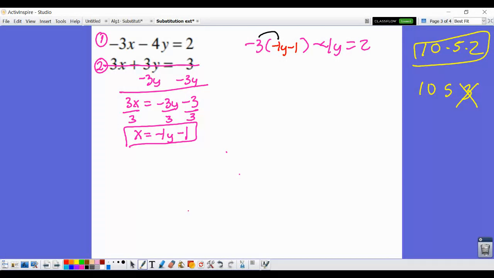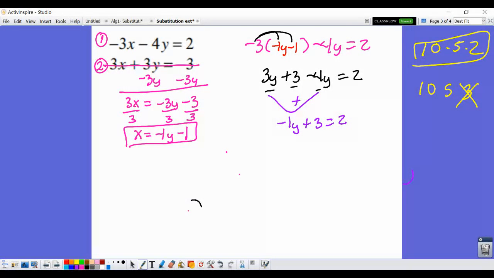All right, let's distribute. Negative 3 times negative 1 is positive 3. Again, minus 4y equals 2. Okay, again, there's 3 terms here, so we need to combine like terms. The like terms are the y's. So 3 plus negative 4 gives me a negative 1.